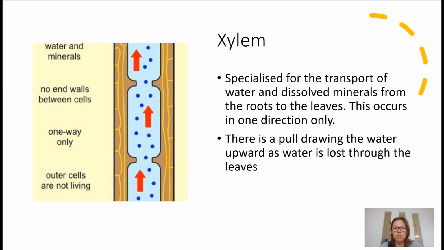So looking now at our xylem, it is specialized for the transport of water and dissolved minerals from the roots to the leaves. It's a one-directional movement only. So what's happening is there's a pull of water, drawing the water as water is lost through the leaves. Plants go through the process of transpiration, where water is lost through our leaves and through those pores in the form of water vapor. As our water is being pulled out through the leaves, it draws more water up. So there's that constant pull, and that's also drawing more water in from our roots.